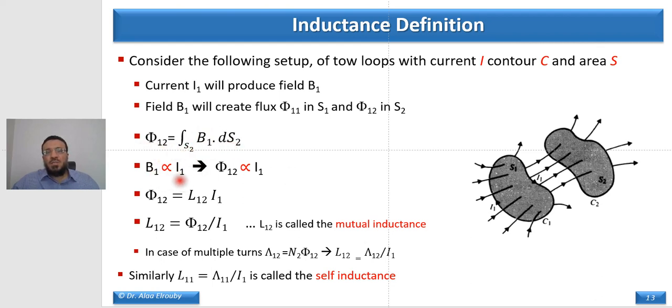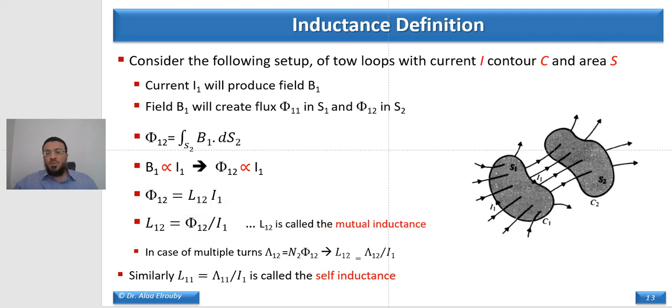Of course, increasing current 1 will increase field B1, so that the phi 12 also will increase, and the relationship between I1 and phi 12 is a linear proportional relation, so that we can express the flux linkage between circuit 1 and circuit 2 as a constant called now L12 multiplied by I1. And this constant is the mutual inductance.